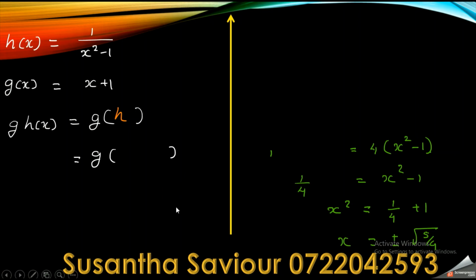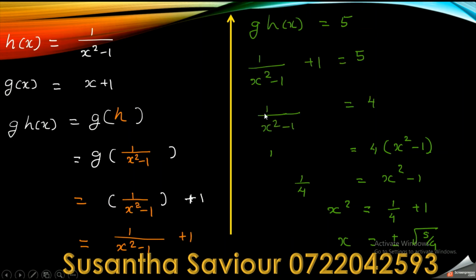Right? gh(x) is: inside the function g, you apply h, right? That is this. I think you can understand it. So they say that is equal to 5, right? This is equal to 5. Then you can take this to this side. So I think you can understand this algebraic simplification. This comes to this side, then plus 1, then this. Okay, right.